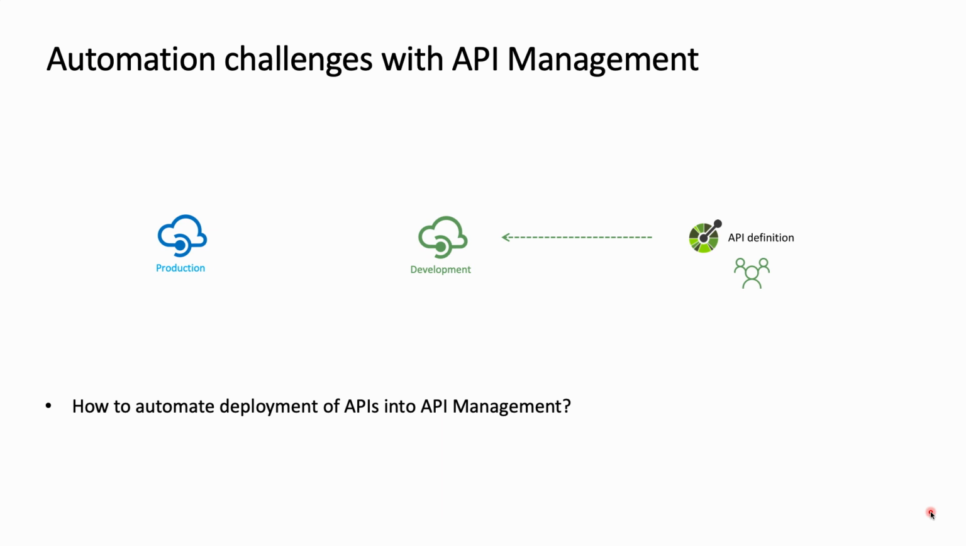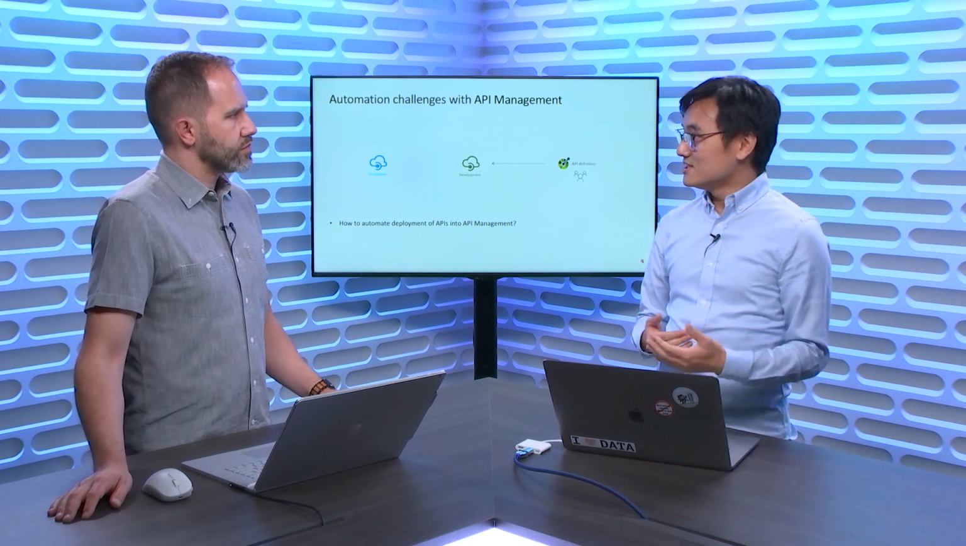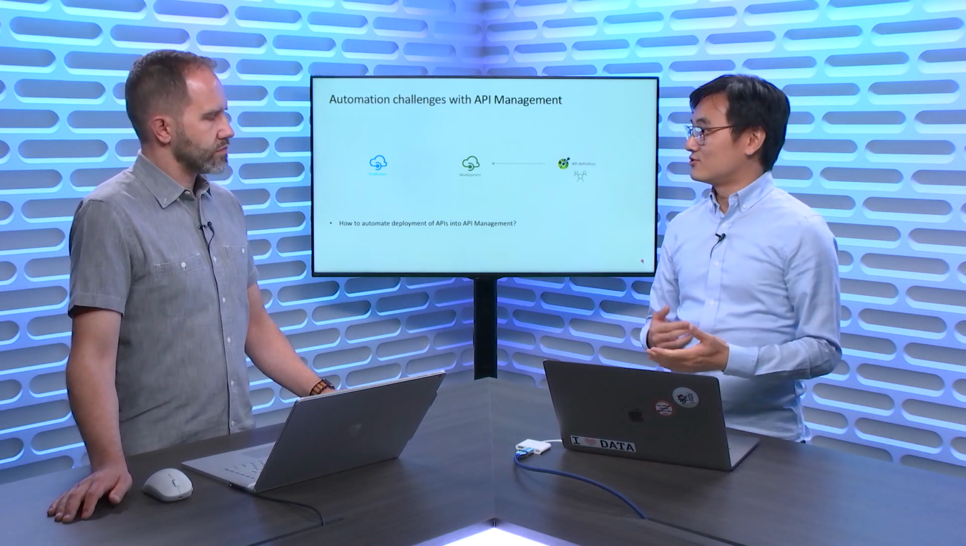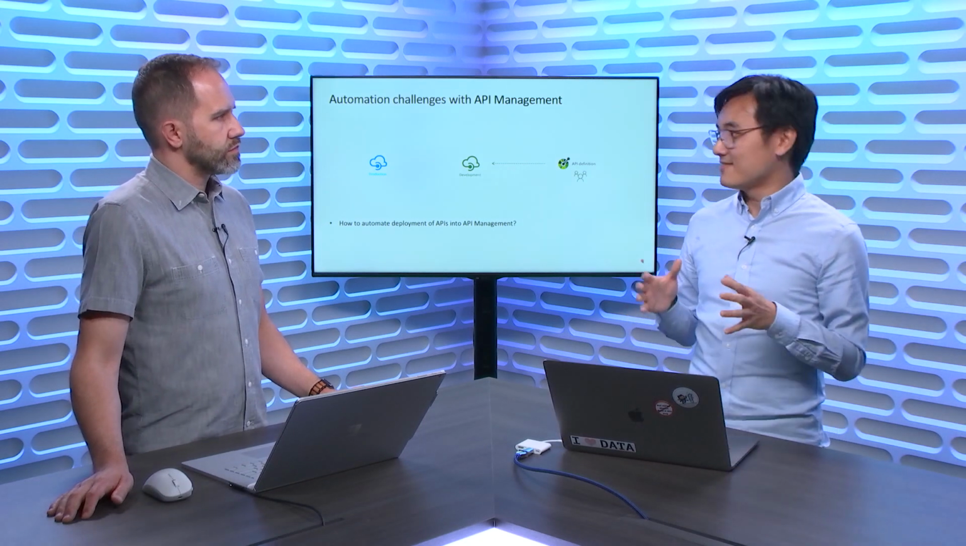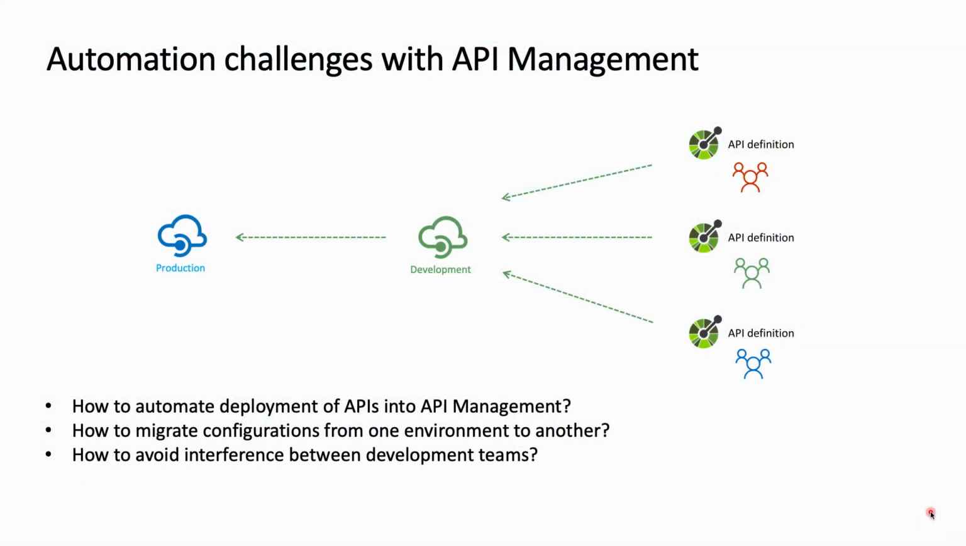And second, once I have tested my API in a dev environment, how do I migrate all the configurations of this API from my dev instance into my production instance? That's the second challenge. Some of these configurations include things like my API definition, API management policies, authentication settings, diagnostic settings, and so forth. So how do I make sure that nothing gets lost during the migration?